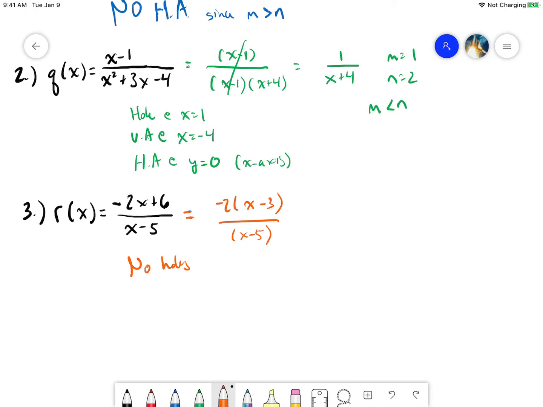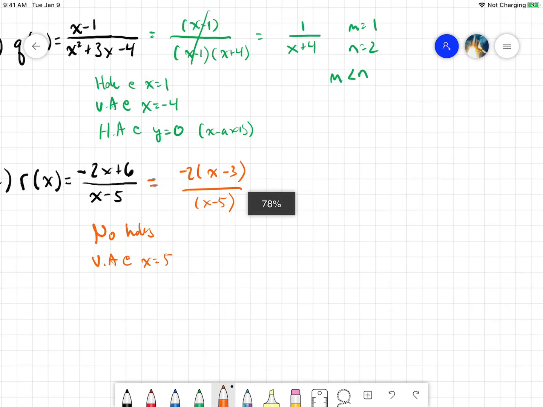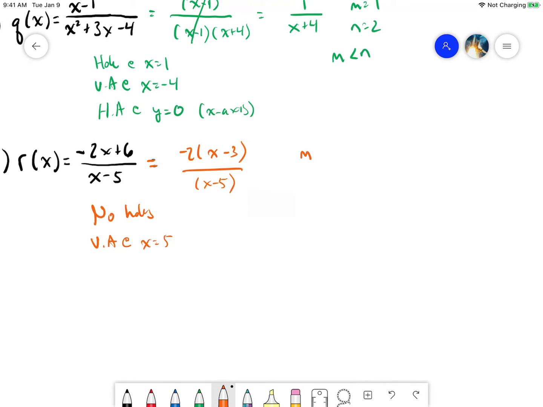We couldn't remove x minus 5, so we actually have a vertical asymptote at x is equal to +5, and then now we got to check the top and the bottom. The degree of the top, m, is equal to 1. The degree of the bottom, n, is also equal to 1. So in this case, the degree of the top is equal to the degree of the bottom.